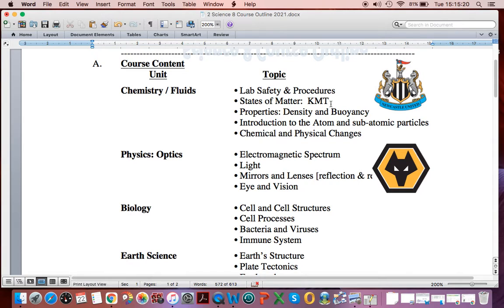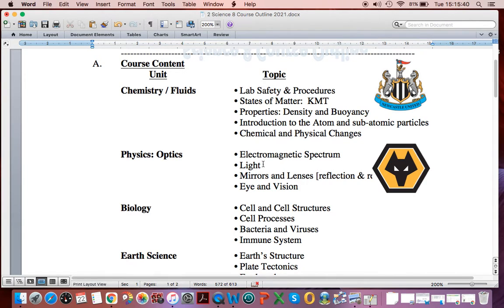Then we look at the kinetic molecular theory, we look at the properties of matter, then we look at the periodic table and the atom, and we finish chemistry with chemical and physical changes, and expect tests on most of these topics. We may have to compress a bit because we are losing some class time in the second semester.